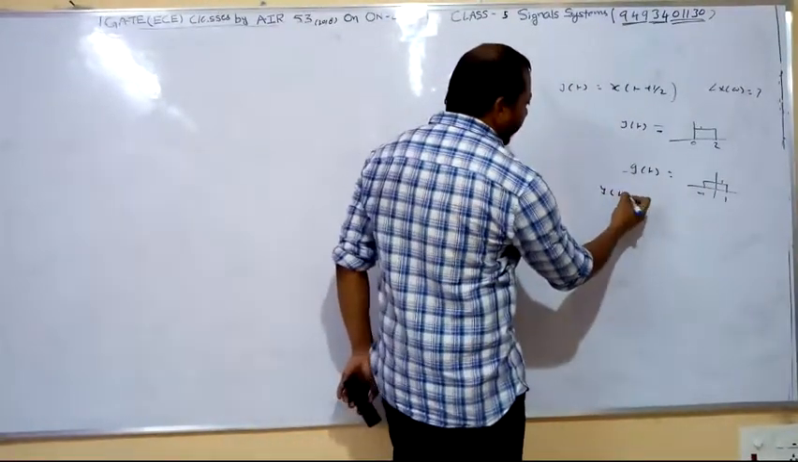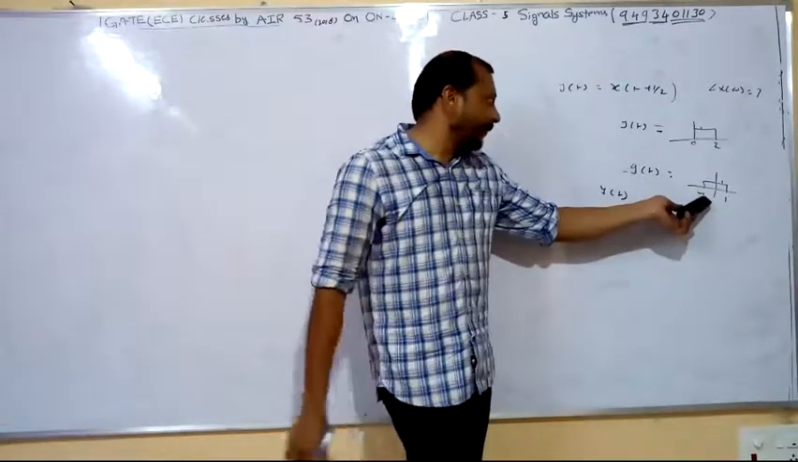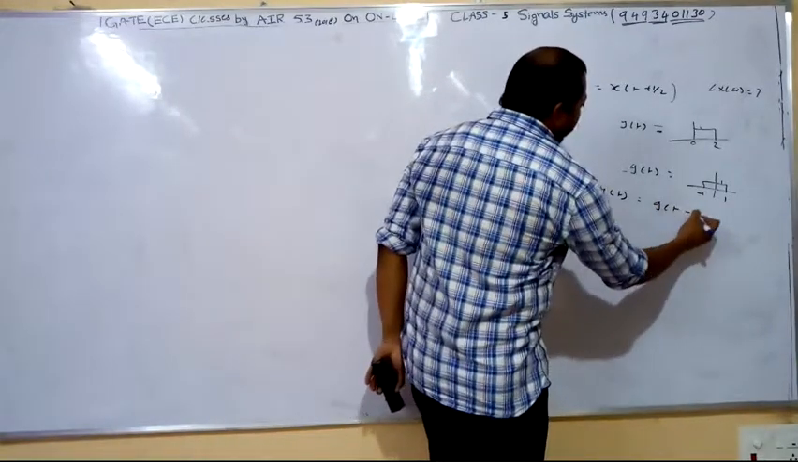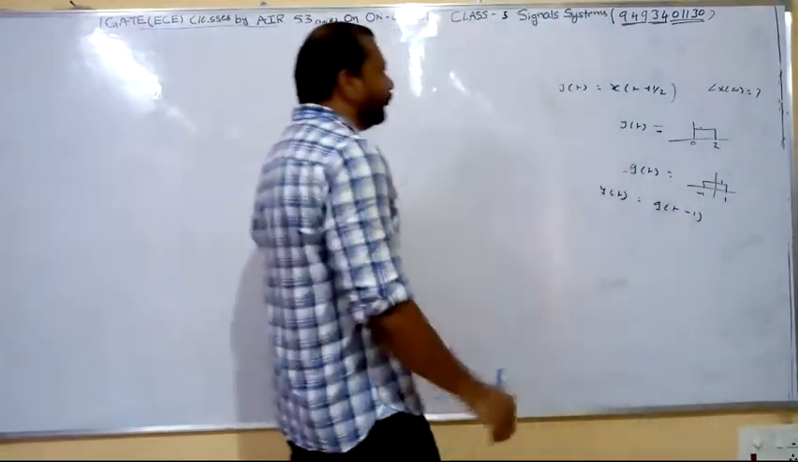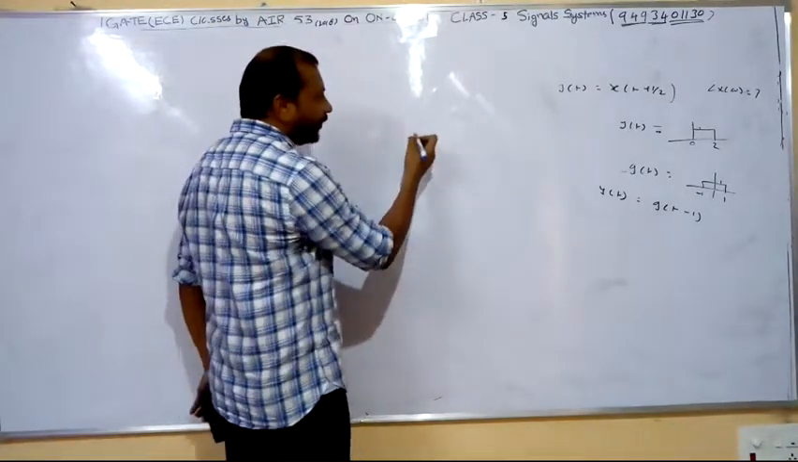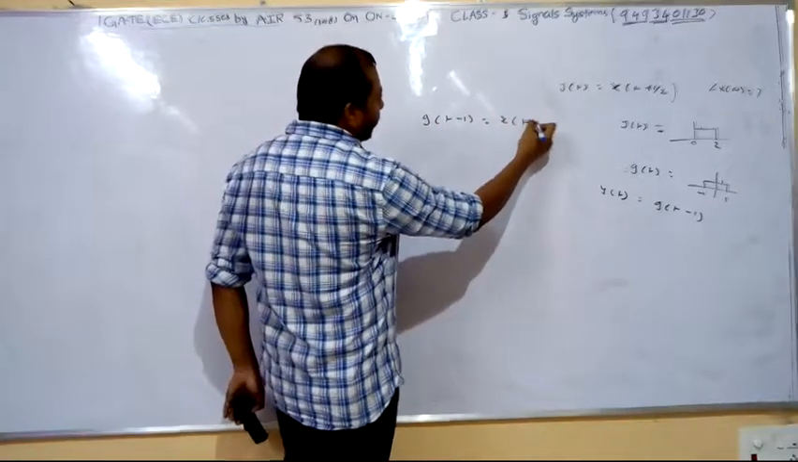And y of t can be represented. This is the even signal, right? And so clearly the phase of the signal is equal to 0. And y of t I have written as g of t minus 1. Now I am writing here, in place of y of t, g of t minus 1. So g of t minus 1 is equal to x of t plus 1 by 2.